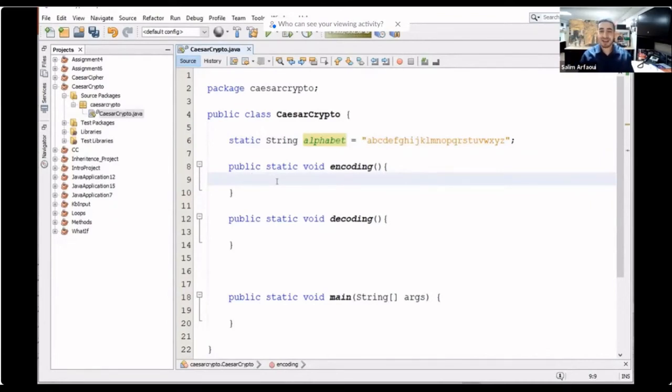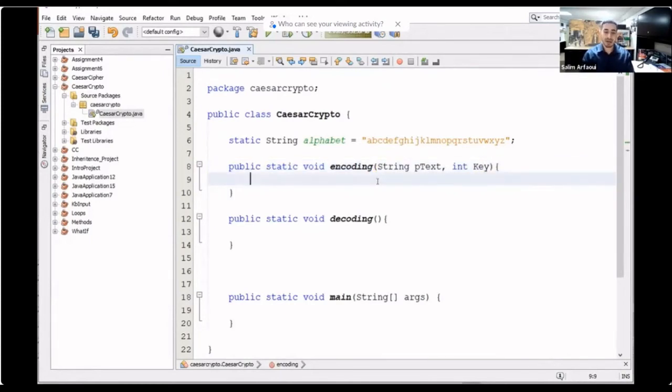So encoding, what are the ingredients really for the encoding algorithm? We need a key value and we need the message that we're going to encode. The message is of type string, so that's the plain text. And the second parameter is the key, which is an integer value. So we're going to need a key.